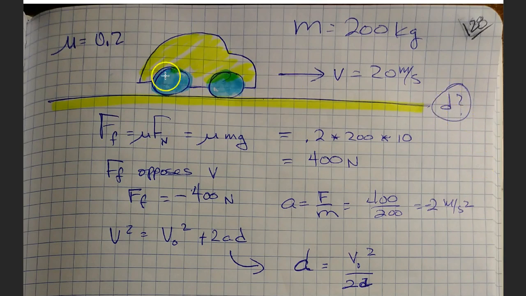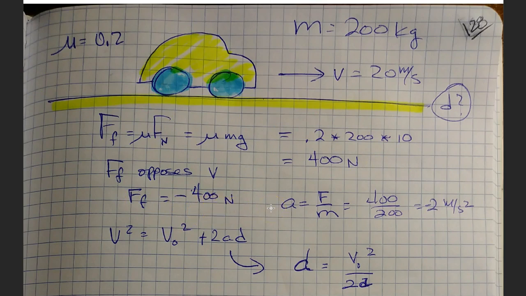To find that, we have to find the force of friction opposing the velocity. So force of friction is the coefficient of friction times the normal force. And we break that down into the coefficient of friction times mass times gravity. So 0.2 times 200 times 10. And we get a force of friction that is 400. That is opposing the velocity, so technically it would be a negative 400 newtons.